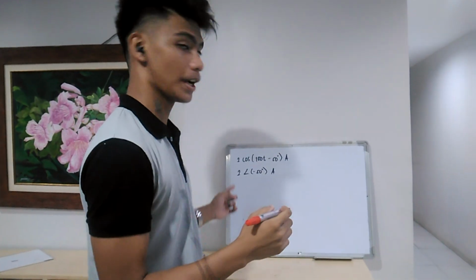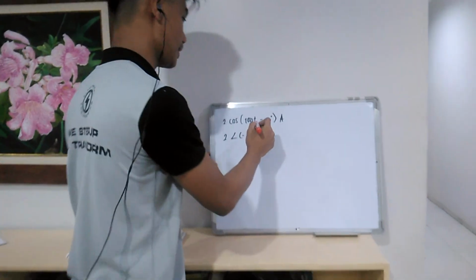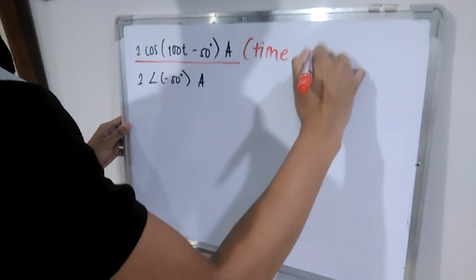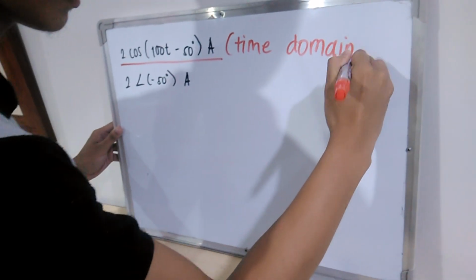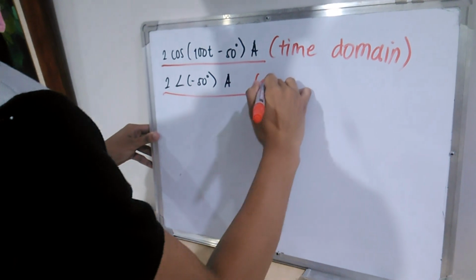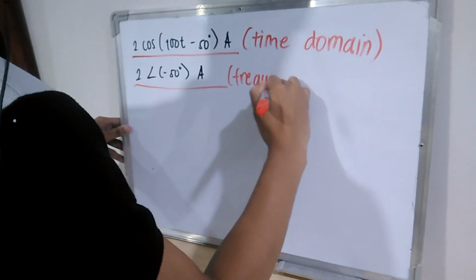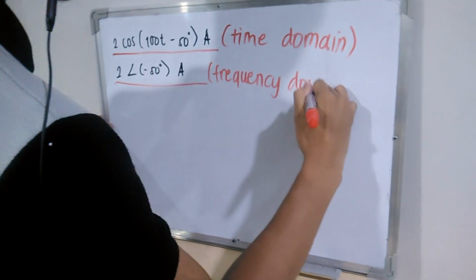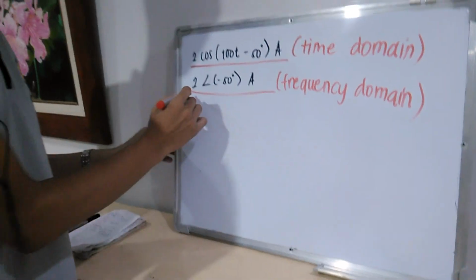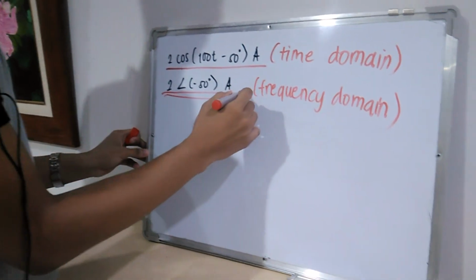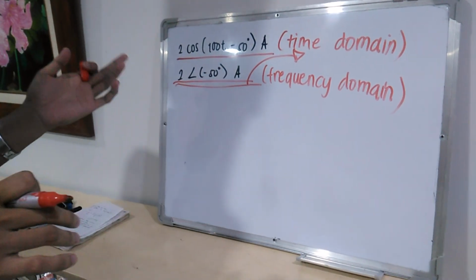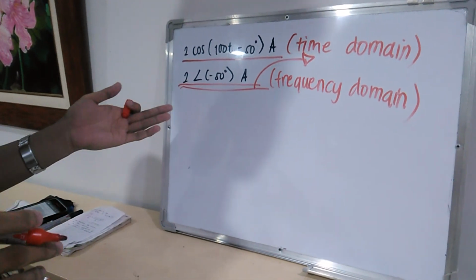Now, we have arrived at this answer. We have 2 cosine(100t minus 50 degrees) amperes for the time domain, then we have 2 angle negative 50 degrees amperes for the frequency domain. Even if we transform this answer from the frequency domain into the time domain, it is still evident that the same expression will be obtained for the current.